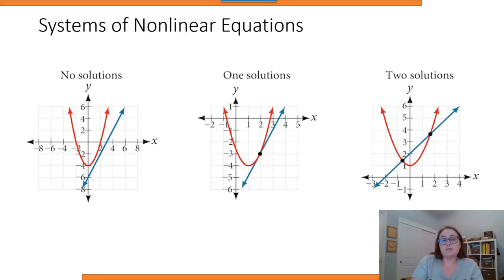I could have no solutions where the two graphs never intersect, like on the left. I could have exactly one solution, like the example in the middle, or I could have two, like the example on the right. And depending on the look of the equations, potentially even more than that. So you want to keep that in mind and make sure you're finding all the solutions when you're working with nonlinear systems like this.